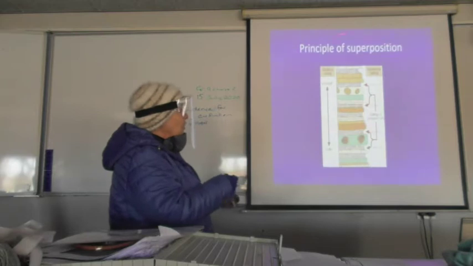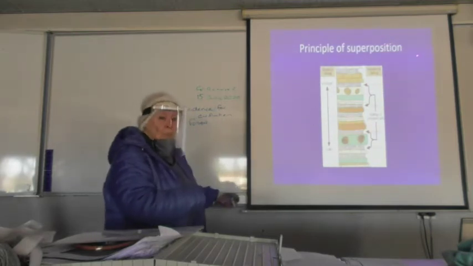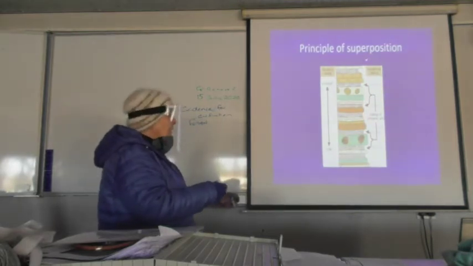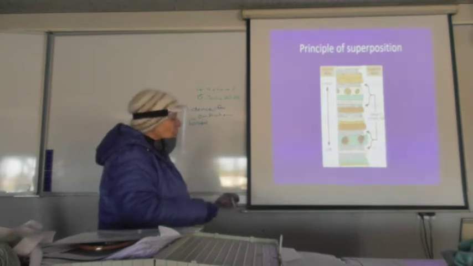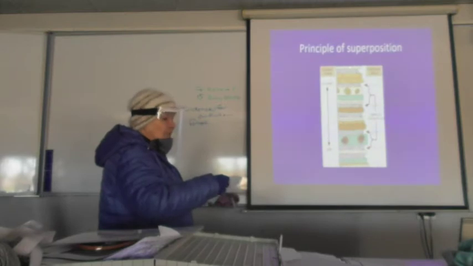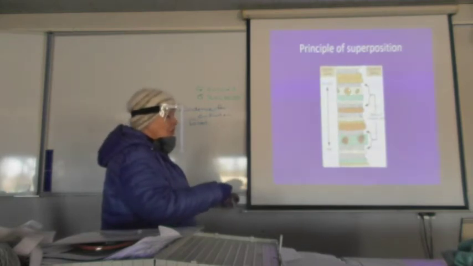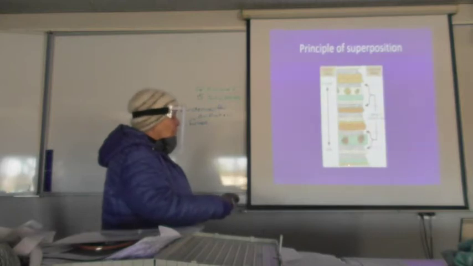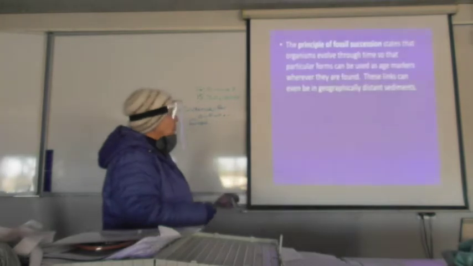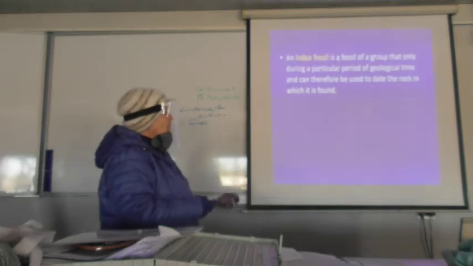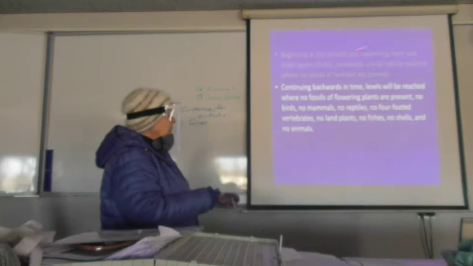Okay, so yesterday we got as far as we spoke about the principle of superposition, and remember that that means that the strata of rock are laid down from the oldest to the newest. Therefore fossils that are in a lowdown stratum are older than fossils in a stratum further up, and so you would be able to sequence the fossils going from the bottom upwards. All right, we spoke about an index fossil yesterday.